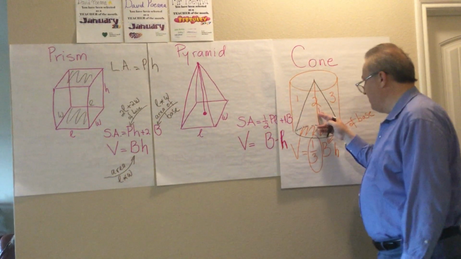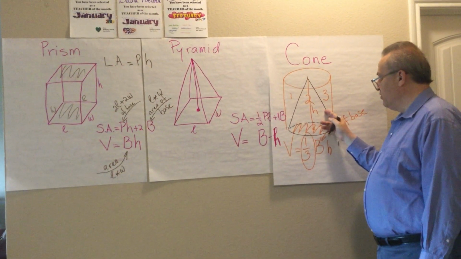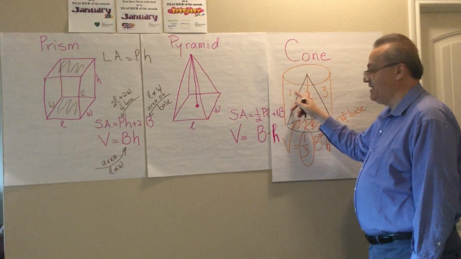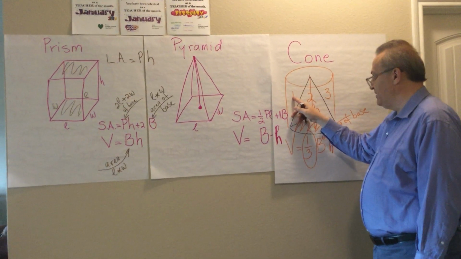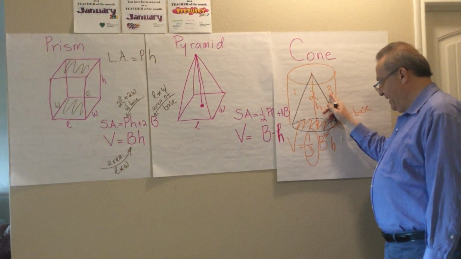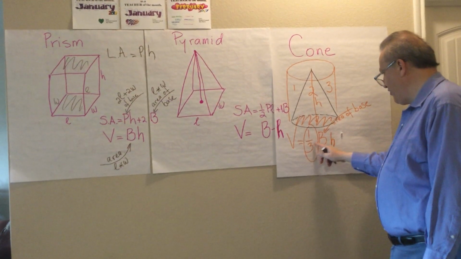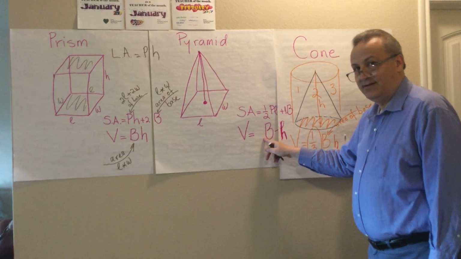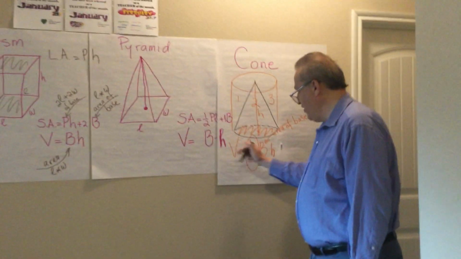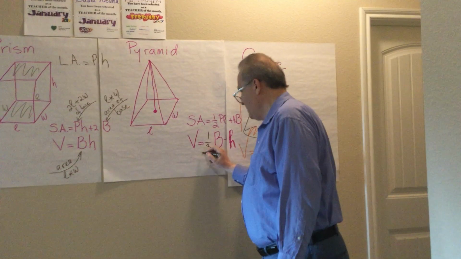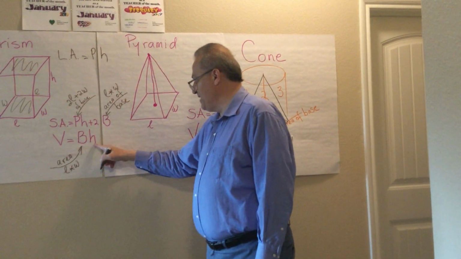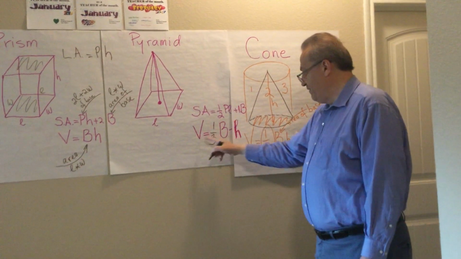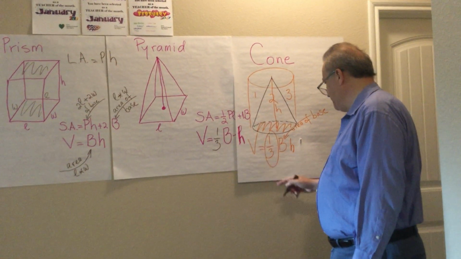Just like last time, when we talked about the cone, we said that there are 3 cones that can fit into a cylinder. 1, 2, 3. And we said the volume is 1/3 base times height. Oh, what's missing here? 1/3 is missing. See, here, volume is base times height. Here, for the pyramid and the cone, volume is 1/3 base times height.